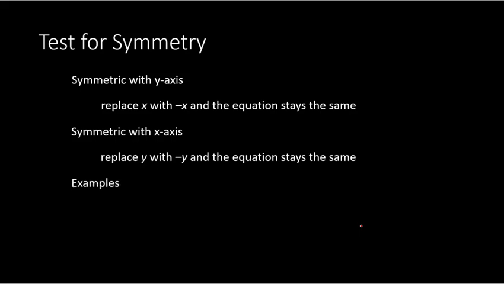So for example, let's say we had this equation here, where we had y equals the absolute value of x plus 4. If we were trying to determine if it is symmetric with respect to the y-axis, so we're doing this first test, what you do is you replace x with negative x. So right here, instead of absolute value of x, we would have the absolute value of negative x.